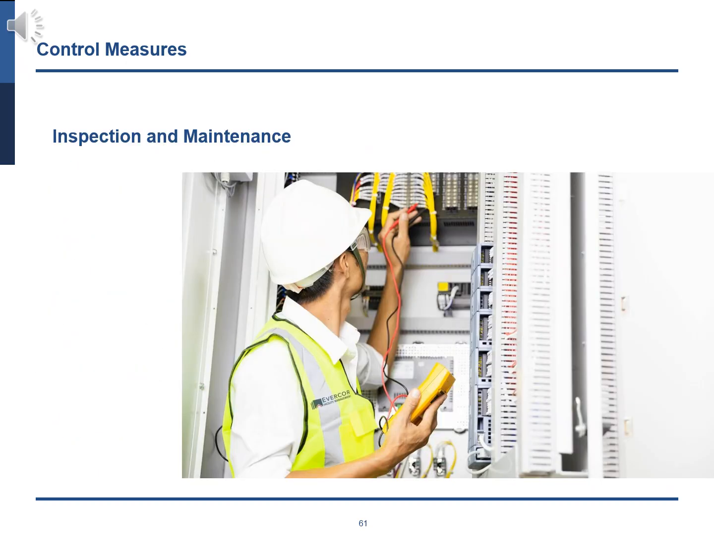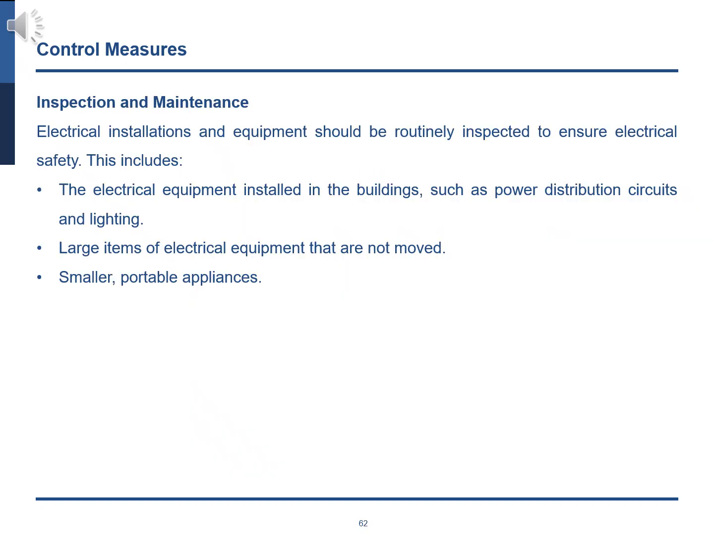Inspection and maintenance. Electrical installations and equipment should be routinely inspected to ensure electrical safety. This includes the electrical equipment installed in the buildings, such as power distribution circuits and lighting, large items of electrical equipment that are not moved, and smaller, portable appliances.